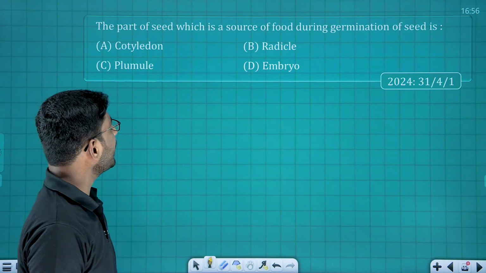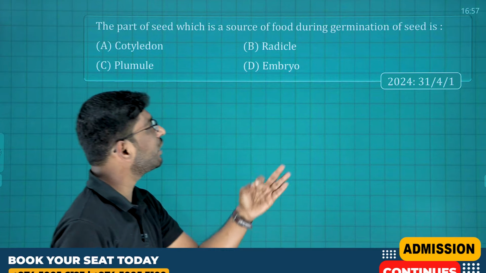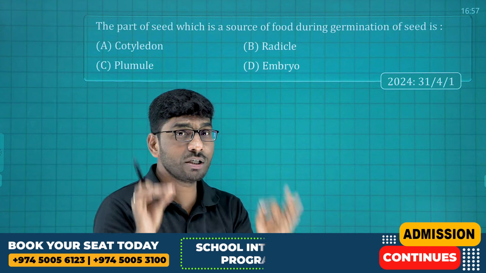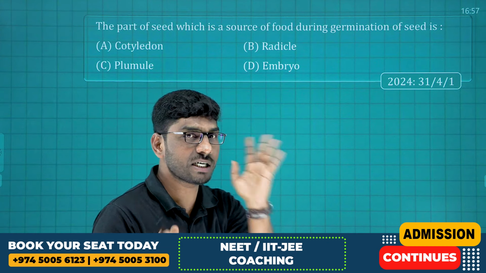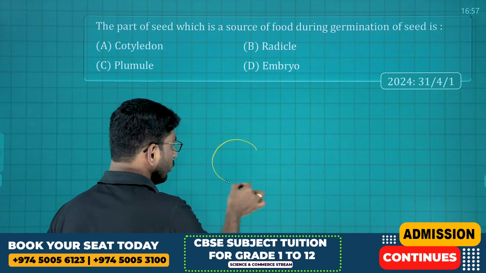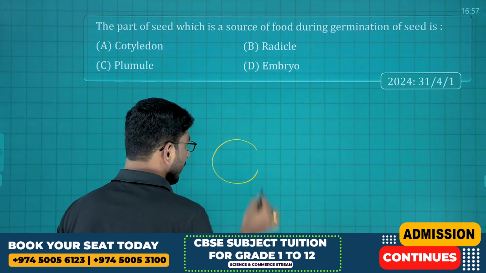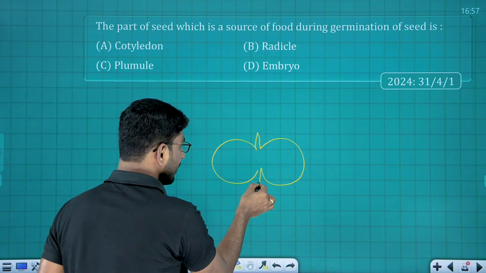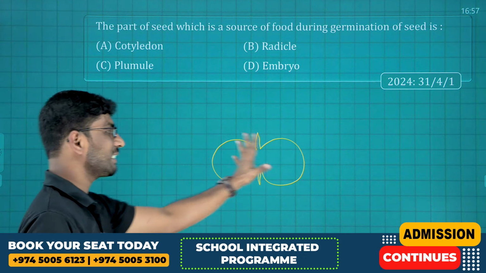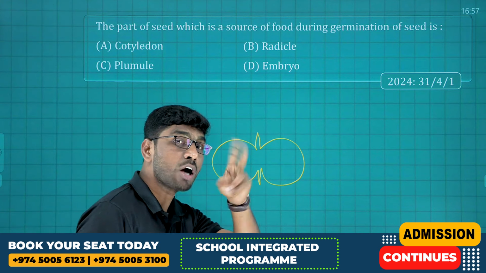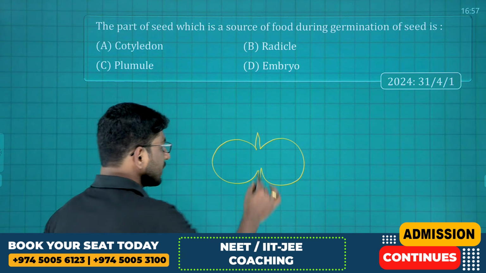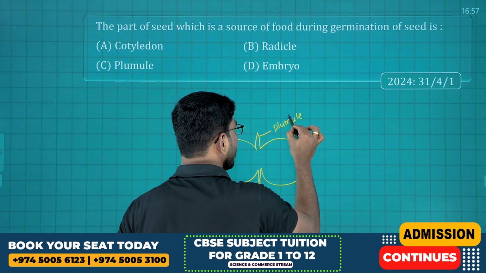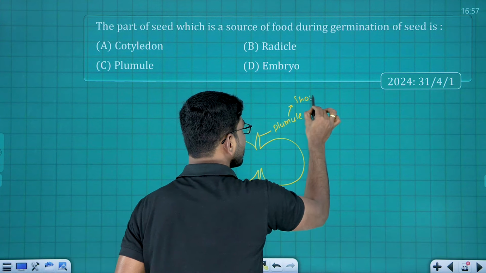The part of seed which is the source of food during germination. Careful, look here. In our theory class, we discussed the dicot seed structure, right? In a dicot seed, two structures are present like this and one structure is like this. We call it the plumule, and these two structures are called cotyledons, and there is a radicle. So this is a dicot seed, with two cotyledons. What is this structure called? This structure is the plumule. This plumule will give the future shoot system or stem.